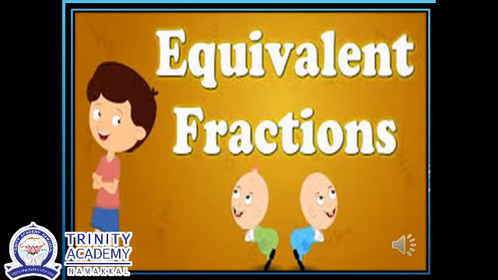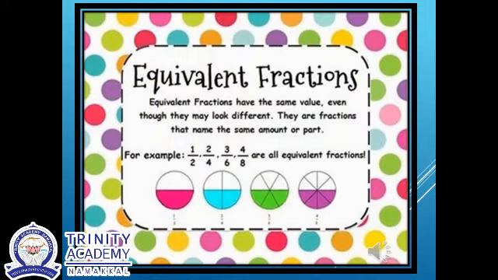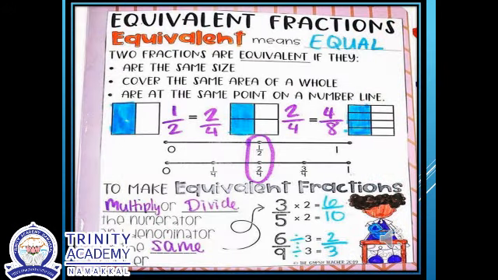Next, we are going to see equivalent fractions. Equivalent fractions have the same value even though they may look different. For example, 1 by 2, 2 by 4, 3 by 6, 4 by 8 are equivalent fractions. To make equivalent fractions, we have to multiply or divide the numerator and denominator by the same number.